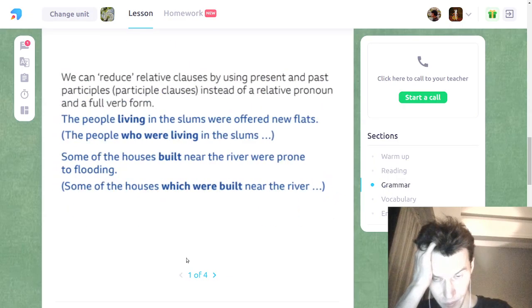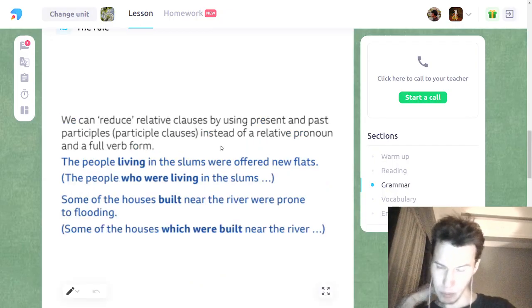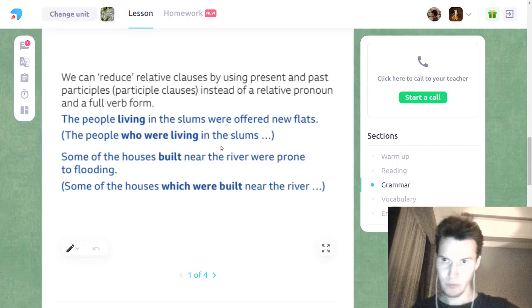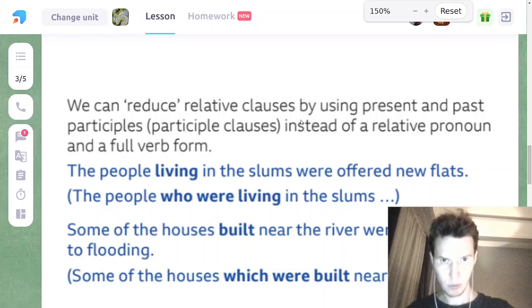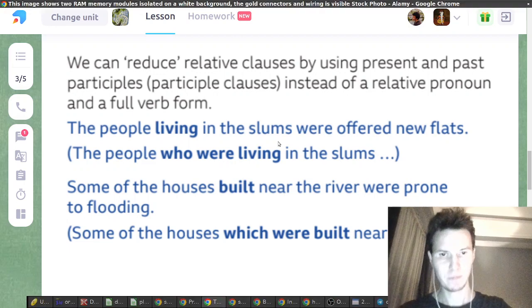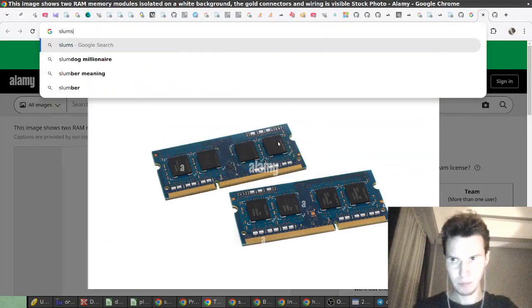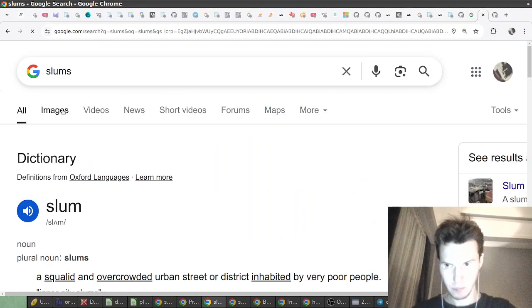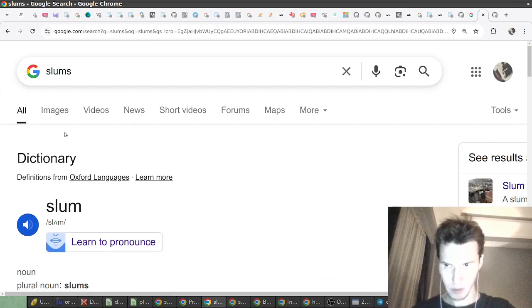Yes. But this rule, I don't remember this rule at all. We can use reduced relative clauses by using present and past participles instead of a relative pronoun and a full verb form. The people living in the slums. What are slums?